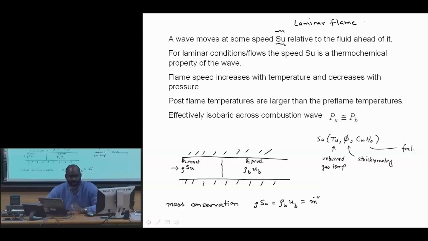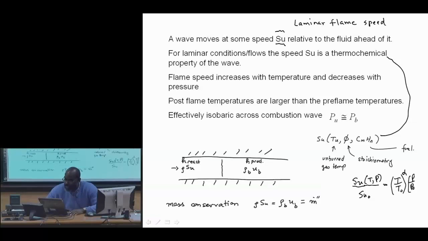Now, this laminar flame speed is a thermochemical property of the wave. So this thing is dependent on the composition, the unburned gas temperature, and the fuel. So this is what we mean by it's a function of the thermochemical property of the wave. Typically, its dependence on the temperature is as follows. If we looked at S_u(T,P) versus S_u at a reference condition, we would oftentimes say that this looks like (T/T0)^alpha (P/P0)^beta.